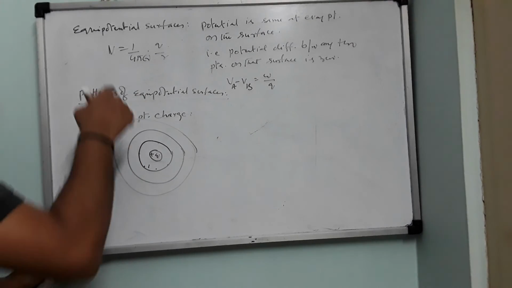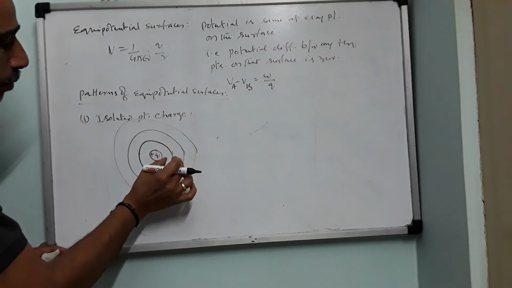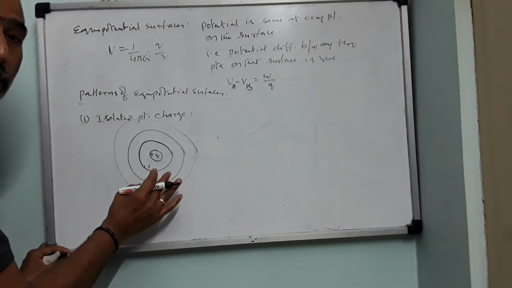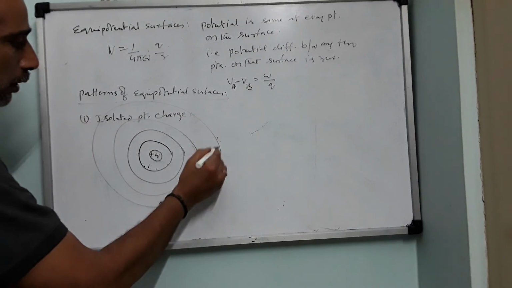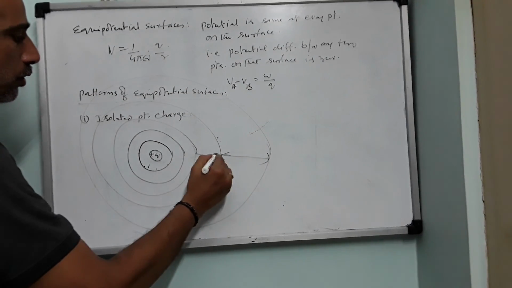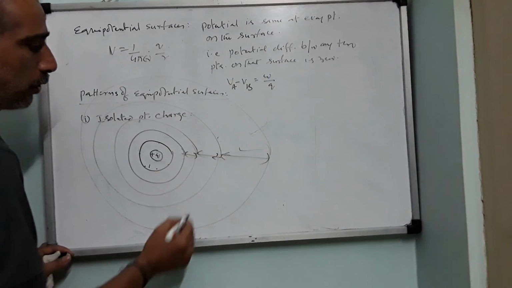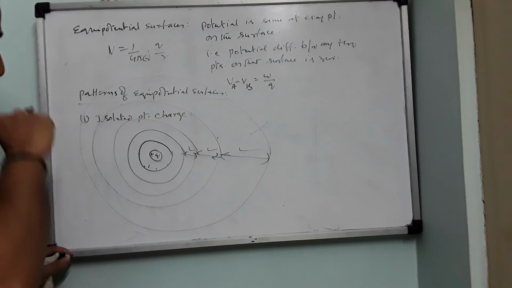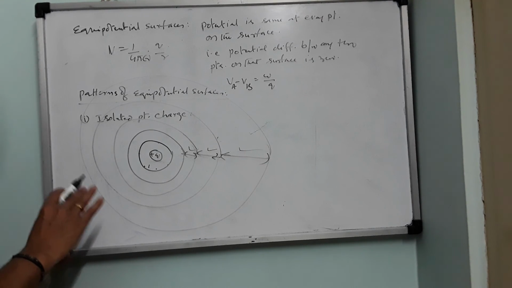Now you know that electric potential decreases with distance. So if equipotential surfaces are close enough to each other, the potential in that region will be more, and if they are departing away, the potential will be less. Observe the distances, this distance and this distance: the more the separation, the relatively less and the least potential. This is the pattern for an isolated point charge.